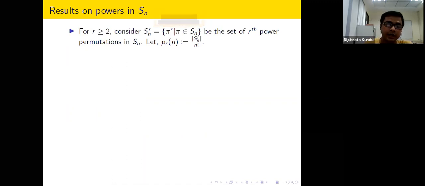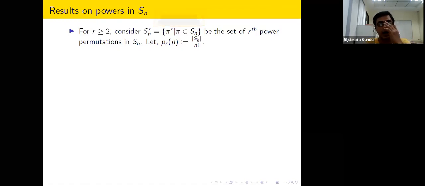So Erdős and Turán, around the 60s, initiated this study. They wrote a series of papers where they talked about a lot of statistical properties over S_n. For example, what is the probability that a randomly chosen permutation is a derangement, which has no fixed points? Or what is the expected order of a randomly chosen permutation, and so on. Powers were also mentioned, but not explicitly studied.